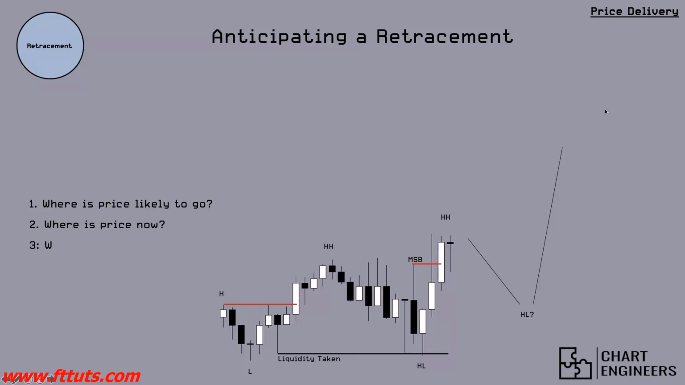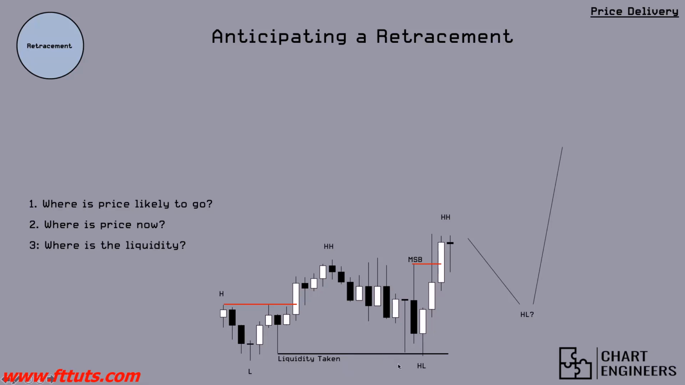Question number 3, where's the liquidity? In order to find out where the higher low could take place, we have to know where the liquidity resides. So now it's important to look for inefficiencies, where price could reach for to form a higher low and continue price in the direction of the previous expansion.